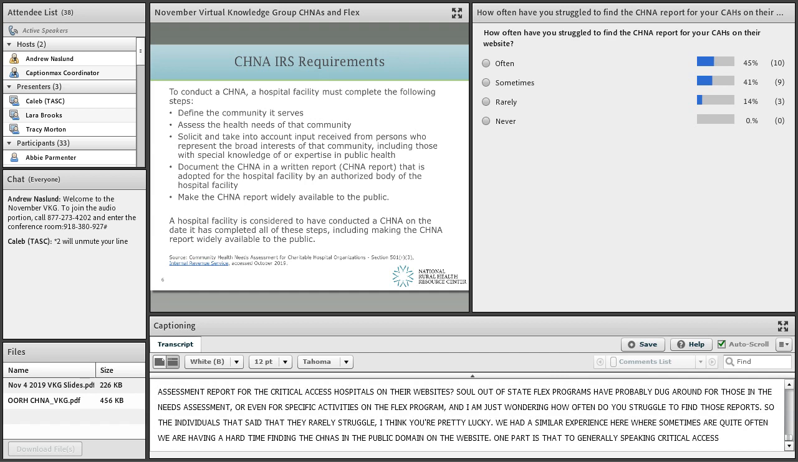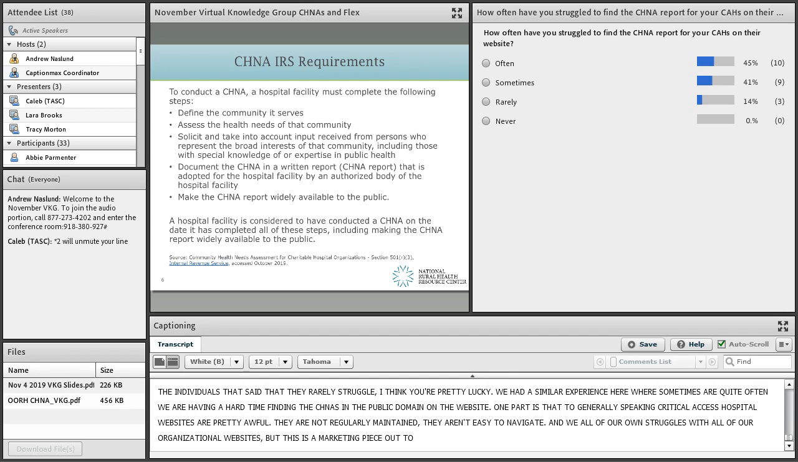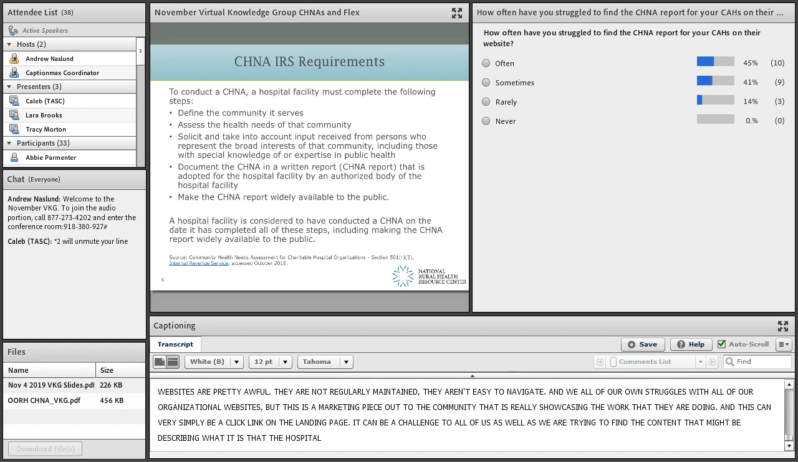So the individuals that said that they rarely struggle to find them, I think you're pretty lucky. We had a similar experience here where sometimes, or quite often, we're having a hard time finding the CHNAs in the public domain on the website. And one part is that, generally speaking, critical access hospital websites are pretty awful. They're not regularly maintained. They aren't easy to navigate. And we all have our own struggles with all of our own organizational websites.